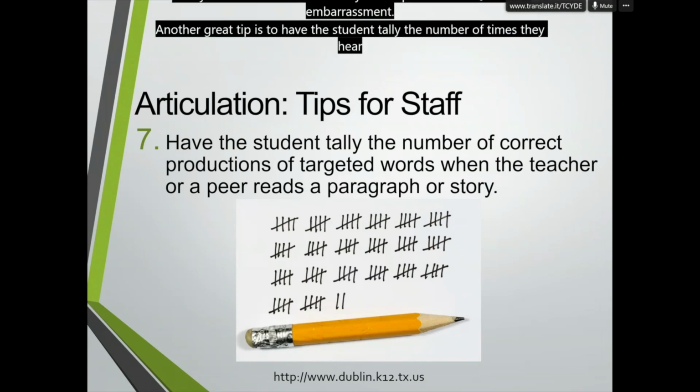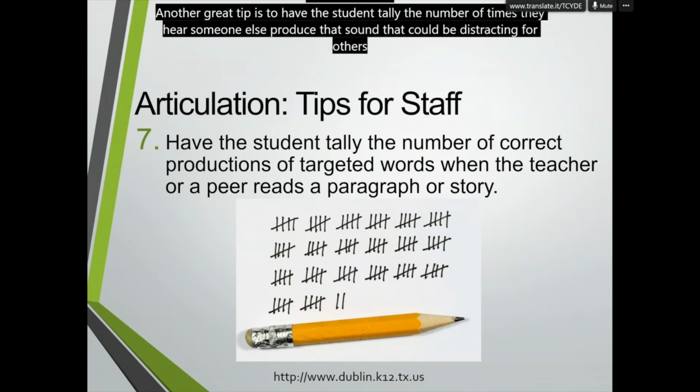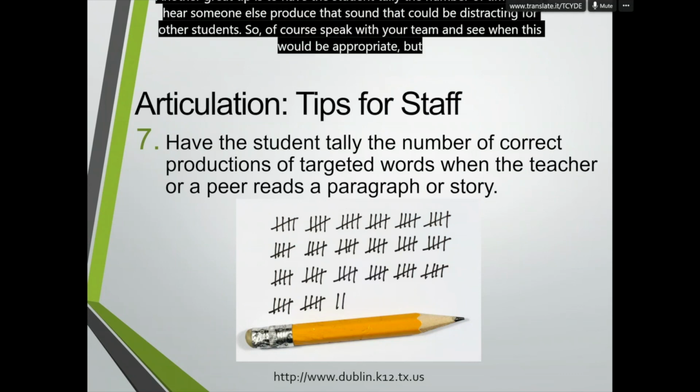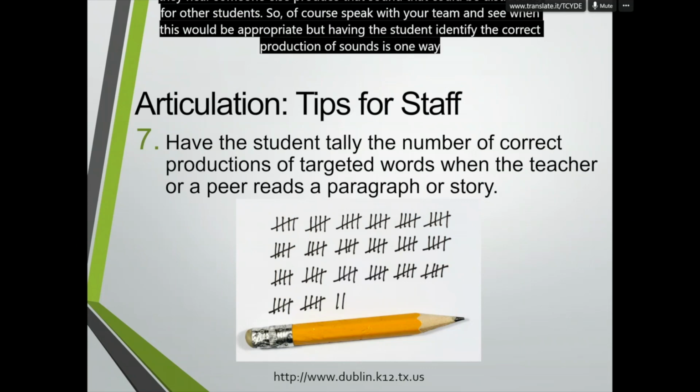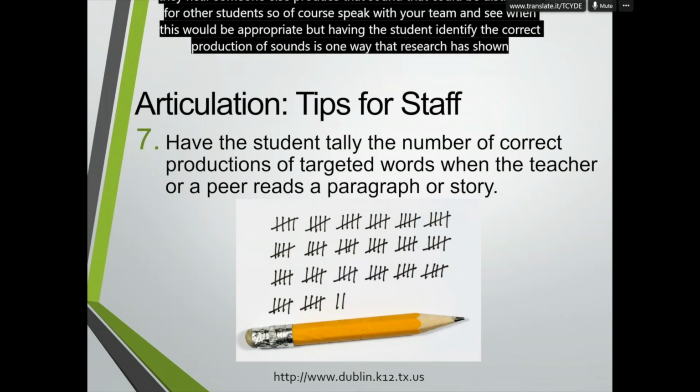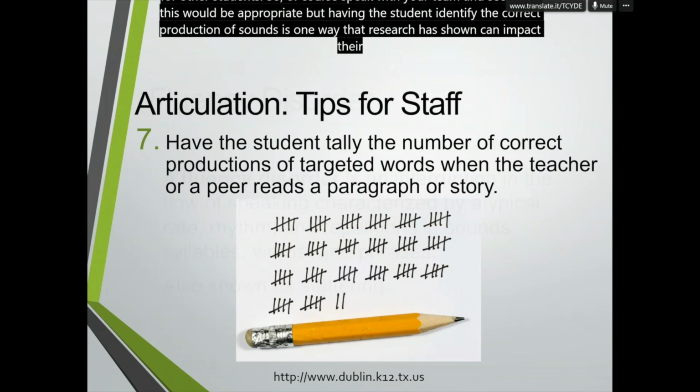Another great tip is to have the student tell you the number of times they hear someone else produce that sound. That could be distracting for other students, so of course speak with your team and see when this would be appropriate, but having the student identify the correct production of sounds is one way that research has shown can impact their own production, when they recognize that.